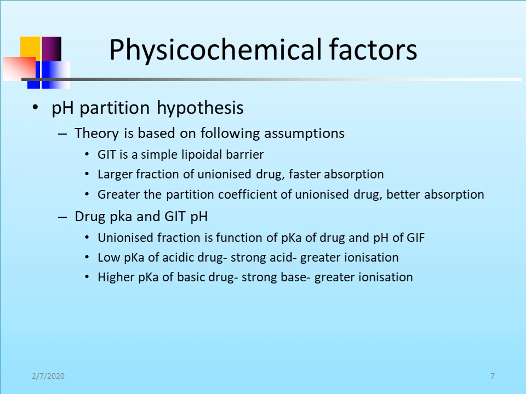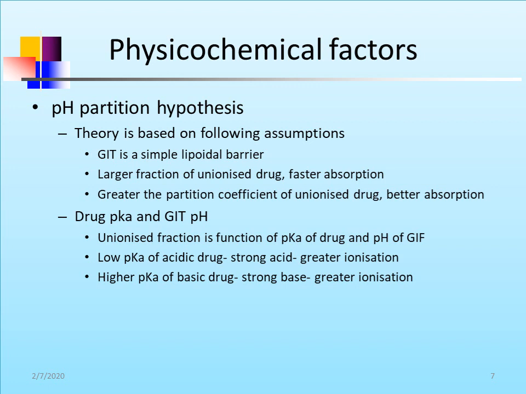A low pK of an acidic drug, in a strong acid, means there will be greater ionization. So these are the strong acids if the drug has a low pK. If the basic drug has a high pK, these are the strong bases and they are ionized at all pH ranges from 1 to 12.